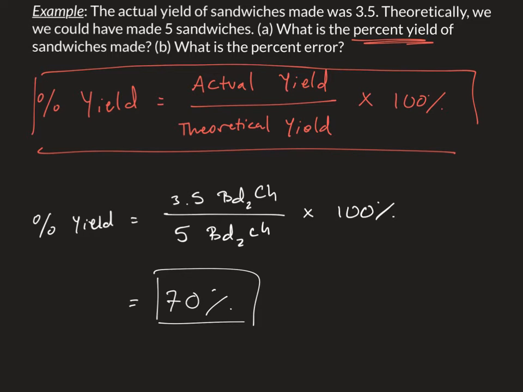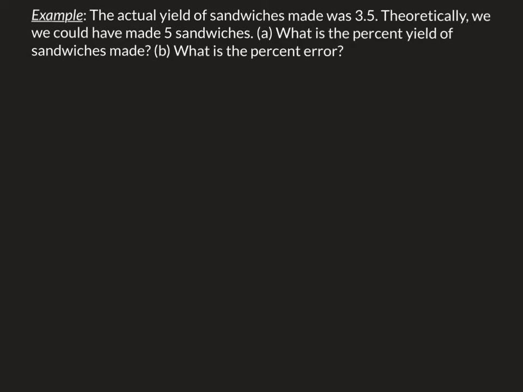Given the amount of ingredients that we had, we were only able to usefully put 70% of the ingredients to use. 70% of our reactants were used efficiently, okay? That means we wasted about 30%. We lost about 30%. In a lab situation, this number isn't terrible, but you certainly want to aim for 80% or higher. Okay, next thing we're going to go ahead and aim for is our percent error.